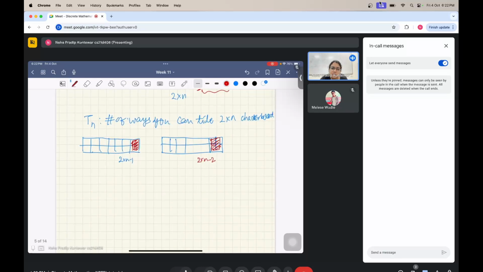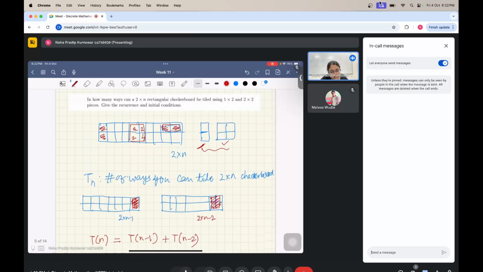So what is the total number of ways of doing this? Or maybe I'll call this T of n. The total number of ways of tiling is that either you place a rectangular 2 cross 1 tile over here, and then solve for the rest of the problem. So that would be T of n minus 1. Or you can place a square tile here and then solve for the remaining 2 cross n minus 2 board. So that would be T of n minus 2, and that is essentially the recurrence relation.